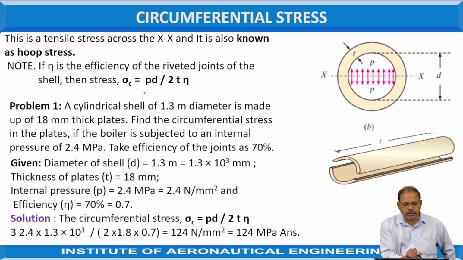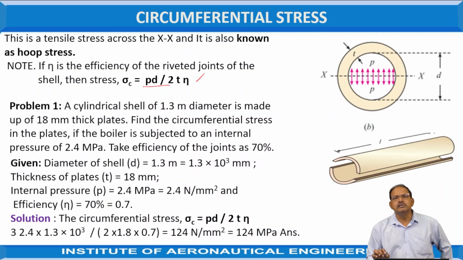2T we already calculated in previous relations, but now we have to divide by the efficiency. This is the formula generally used to determine the allowable stress. Before it breaks into two parts, by which method? The circumferential method. The circumferential stress is given by sigma c is equal to PD by 2T divided by the efficiency, because we have to consider the efficiency of the joint or the welded part.